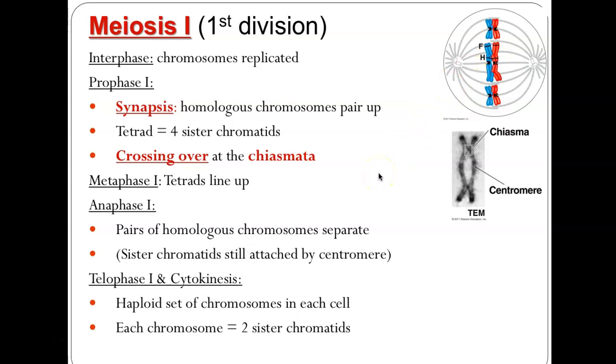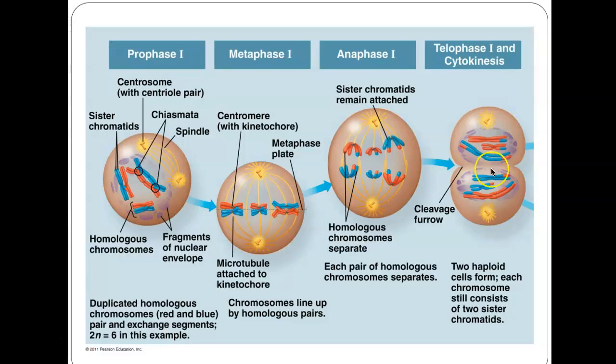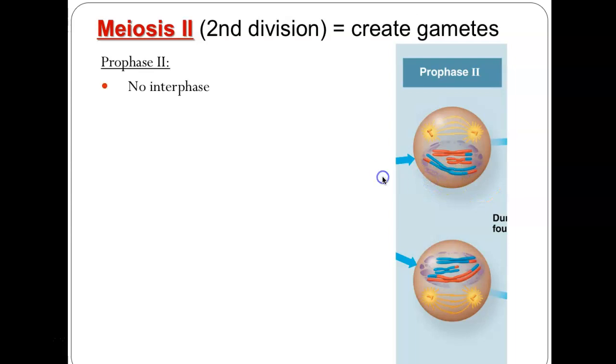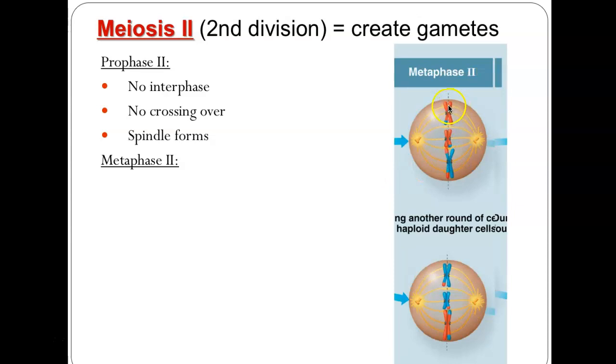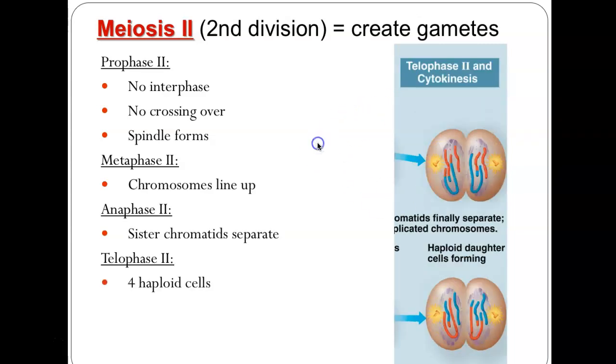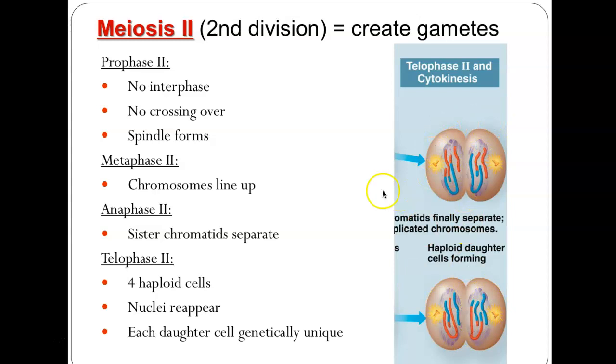In anaphase 1, the homologous chromosomes separate, and then telophase and cytokinesis, basically you end up with 2 cells at the end. So what I just described is in this picture. Those 2 cells go through another division. There's no interphase, there's no crossing over in the second division. The spindle just reforms. Sister chromatids that have been mixed up because of crossing over then line up on the metaphase plate. Anaphase, sister chromatids separate. Telophase and cytokinesis, now you end up with 4 genetically unique haploid cells, the sperm and the egg.